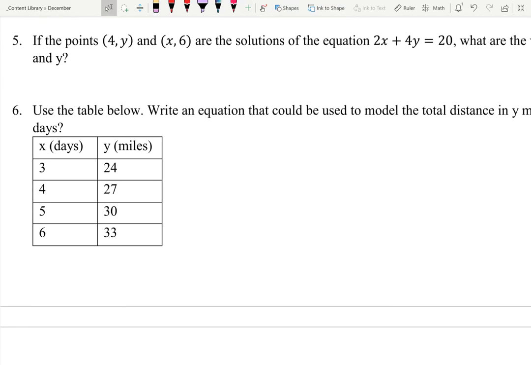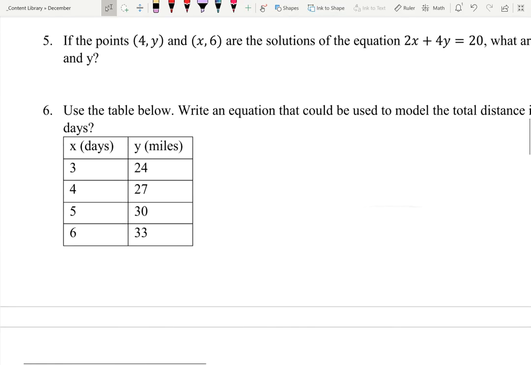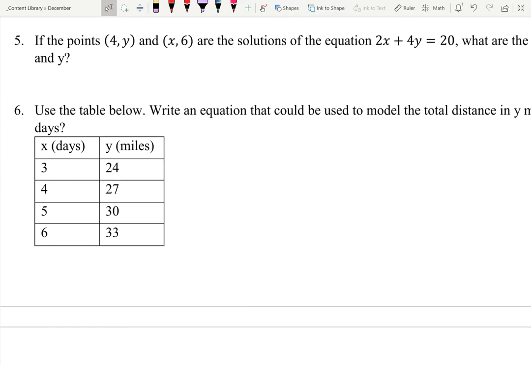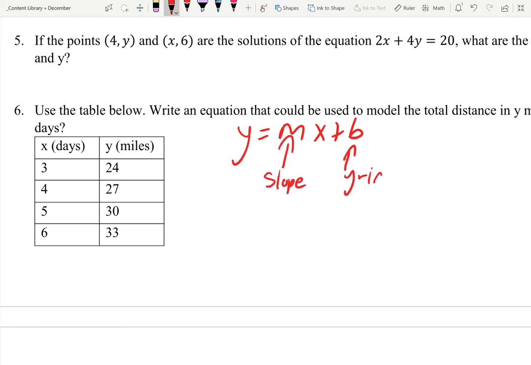All right, so number 6, use the table below, write an equation that can be used to model the total distance in y miles for x days. Okay. Now remember your equation, right? y equals mx plus b. Okay, this is very important for this one. All right, m, remember, is slope, and b, remember, is y-intercept.